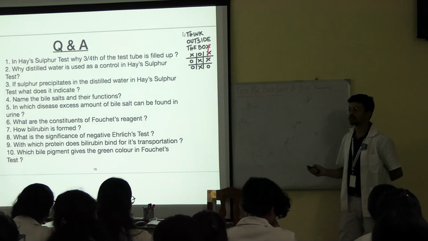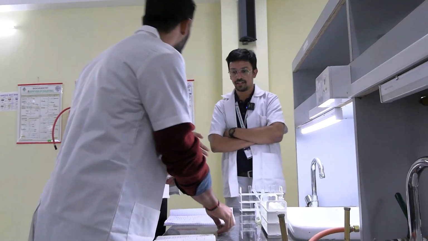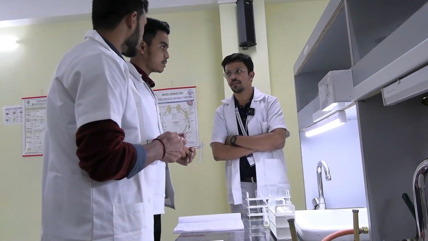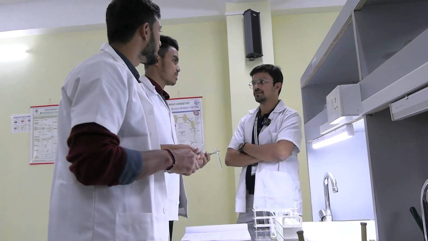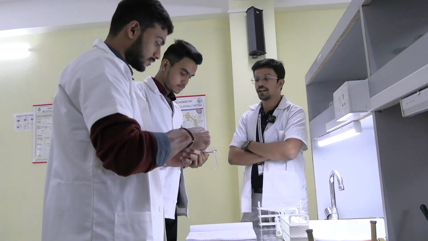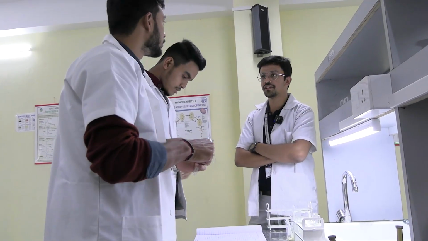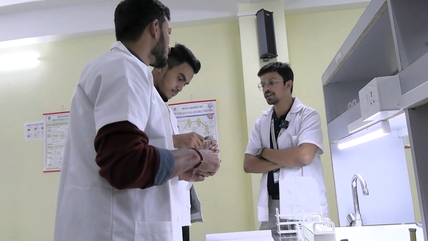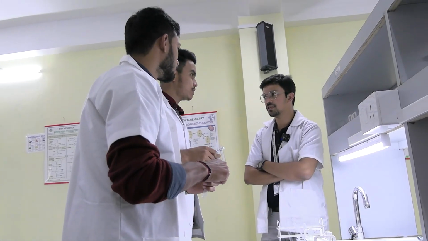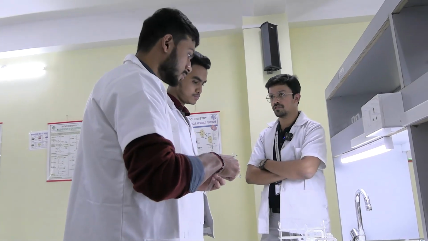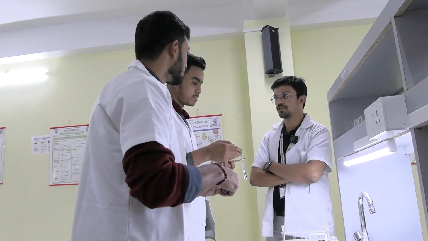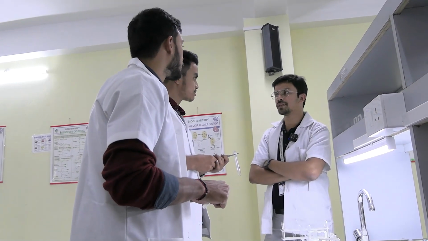No? Okay. The Hay's sulfur test is for bile salts. What are the bile salts? Sodium taurocholate and sodium glycocholate. And how much do you have to fill the test tube? Three-fourths of the test tube. One test tube will be filled up with urine sample, another one with distilled water. Are we having distilled water? What are we filling up with? Tap water. So how will it hamper the result?